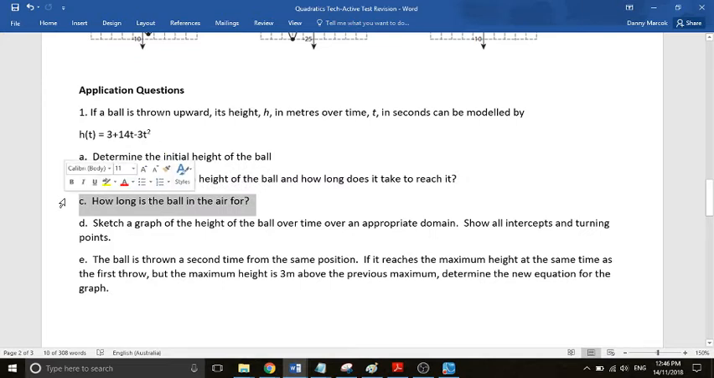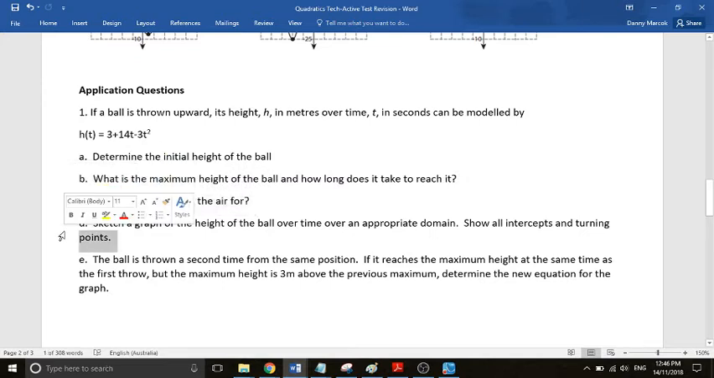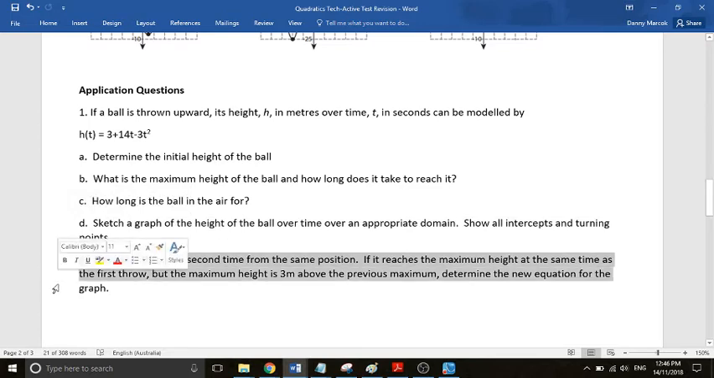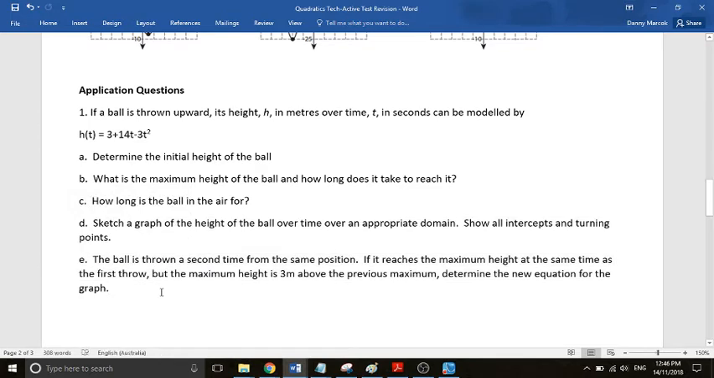How long is the ball in the air for? We want to sketch a graph of the height of the ball over an appropriate domain, showing all intercepts and turning points. And then we want to change it up a little bit. So the ball is thrown a second time from the same position. If it reaches the maximum height at the same time as the first throw, but the maximum height is 3 meters above the previous maximum, determine the new equation.